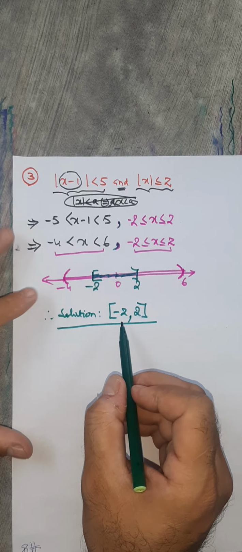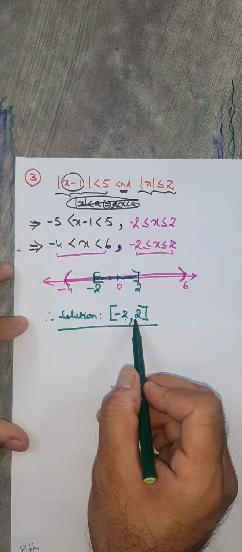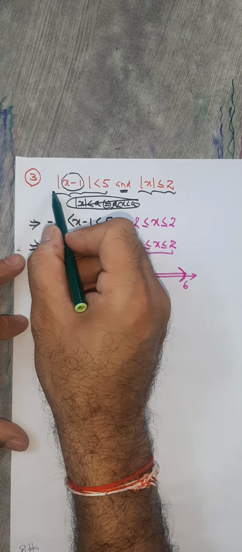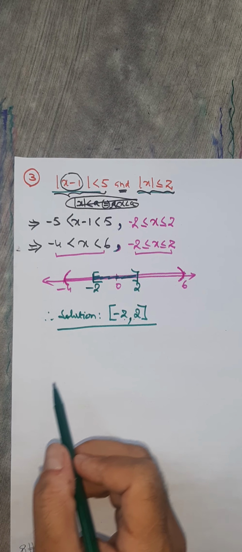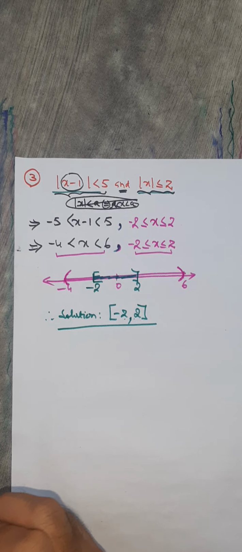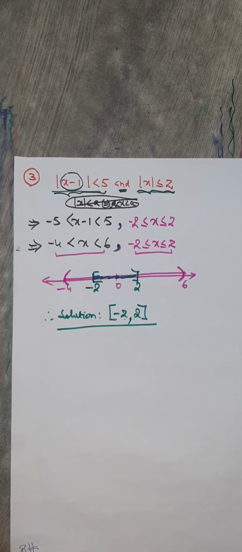What's the meaning of this? Every number from -2 to 2 satisfies both the inequalities, this and this, remember. That's the meaning of and, you know. Fine? Okay.